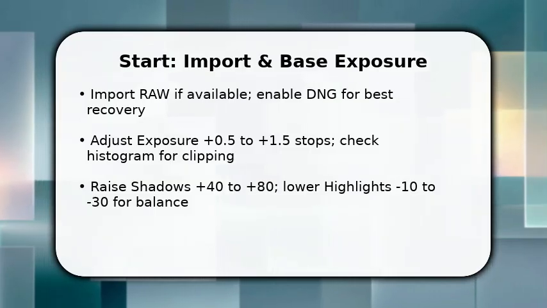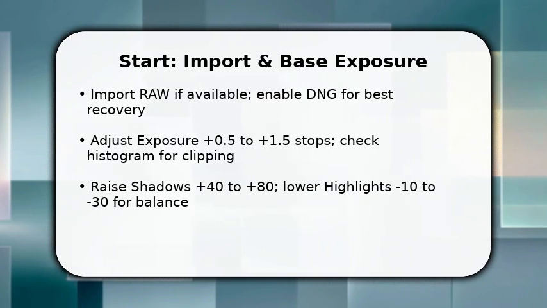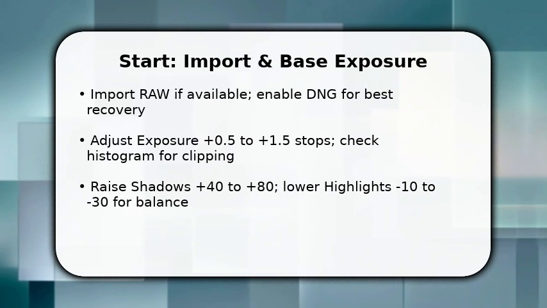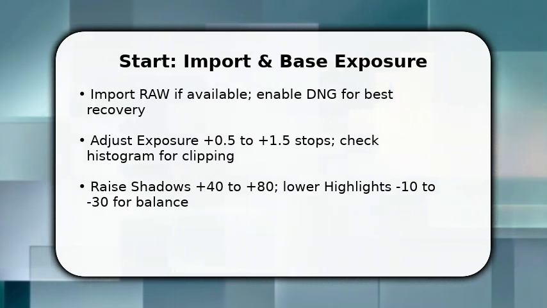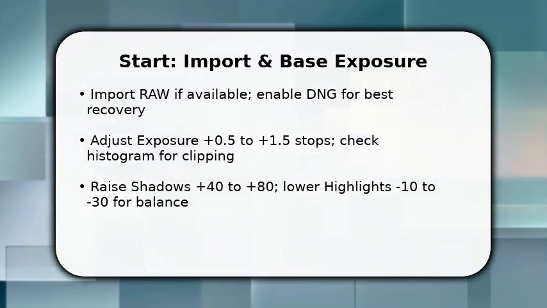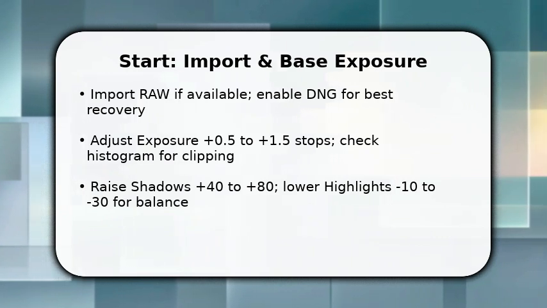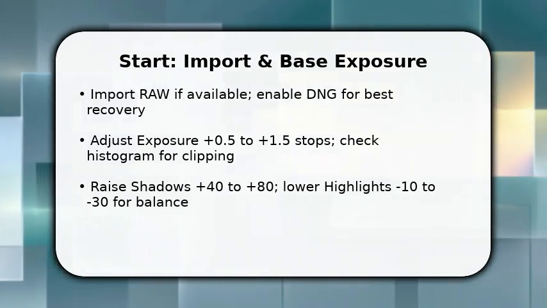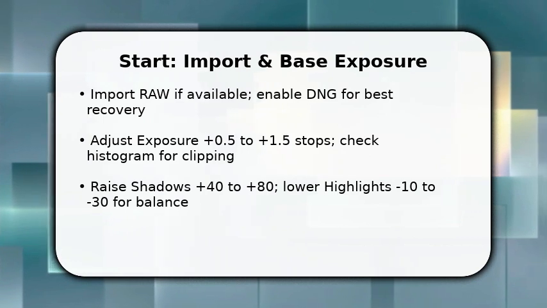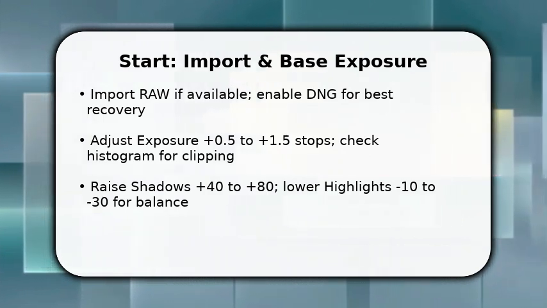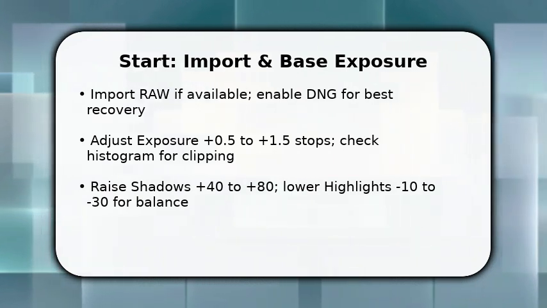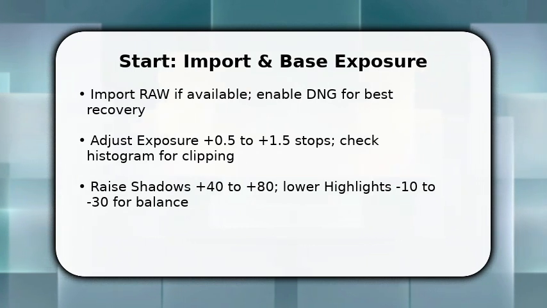You begin by importing the photo and choosing the RAW/DNG file if you have it because it preserves highlight and shadow data you'll need. First, nudge exposure up only enough to reveal midtones. Check the histogram so you don't clip highlights. Once done, lift shadows aggressively to rescue detail and pull highlights down slightly to keep contrast. Make these base corrections before local edits, so your selective work sits on a solid tonal foundation.